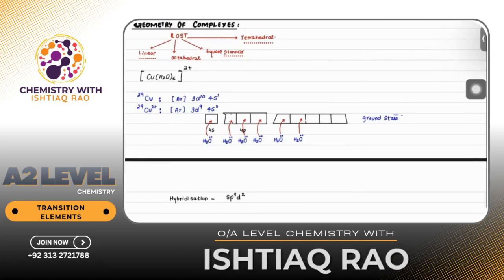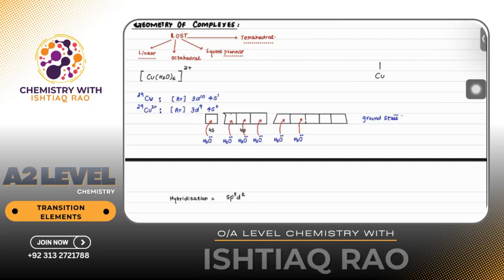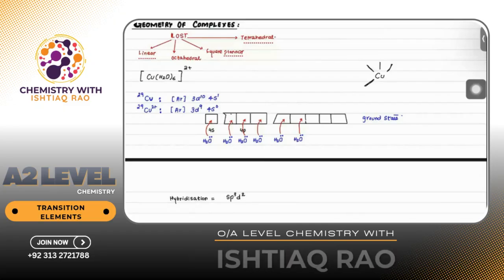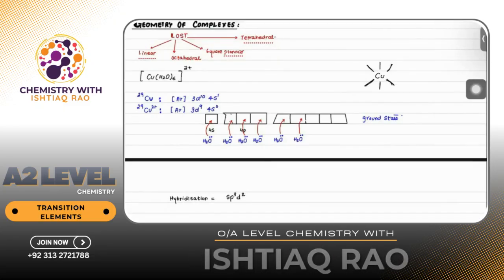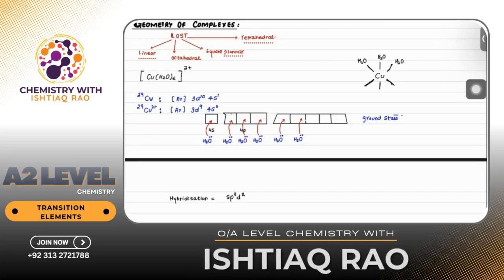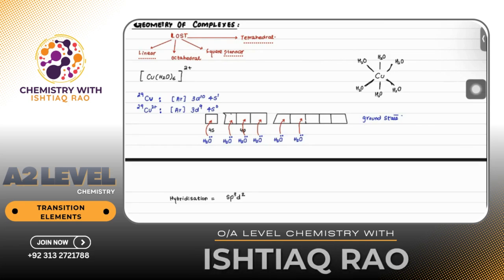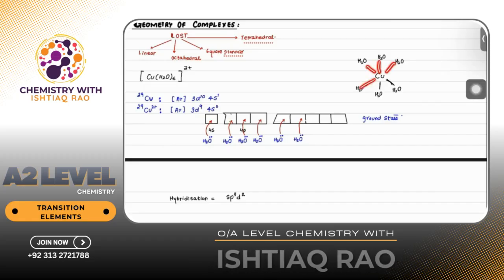If you can see this, I'm going to draw it as well. Copper, then six molecules of water around this copper like that. This is H2O, this is H2O, this is H2O, this is H2O, this is H2O, this is H2O. So we have six bond pairs: one, two, three, four, five, six.